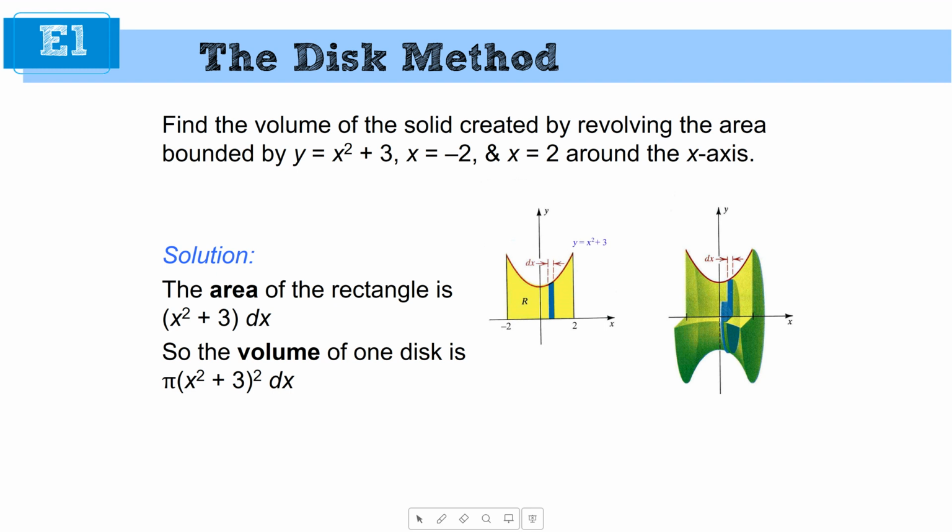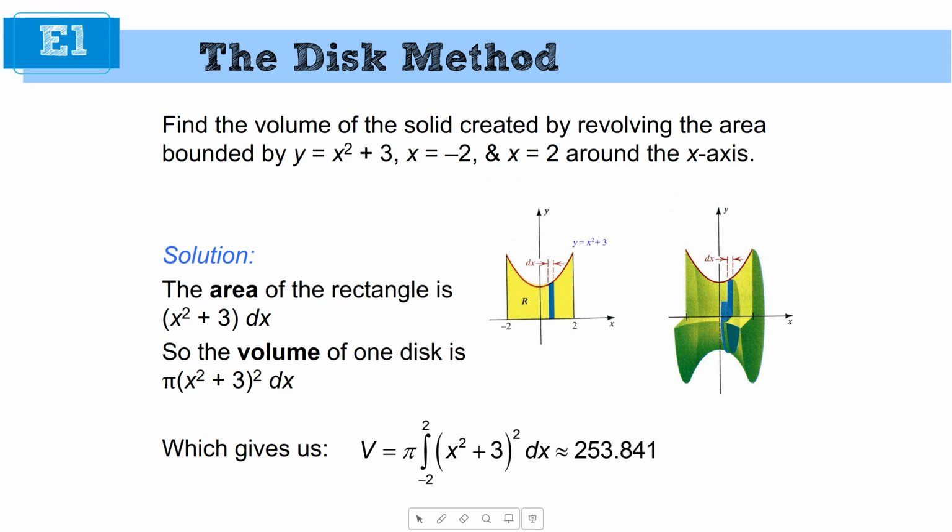Then I have to ask myself the next question. I'm taking rectangles from where to where? Well, I'm taking rectangles moving horizontally. My first rectangle shows up at -2. My last rectangle shows up at 2. So therefore, I put that all together into that monstrosity. Move the pi out in front because it's a constant.